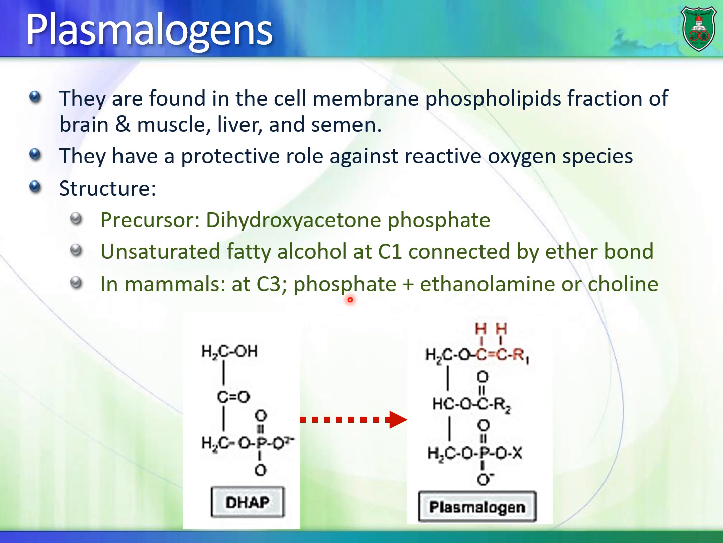Now, it contains a fatty acid chain at carbon number 1, and it's connected to an ether group. Okay, so there's an ether group right here. And at carbon number 3, there is a phosphate, and you can have either ethanolamine or choline attached to it.